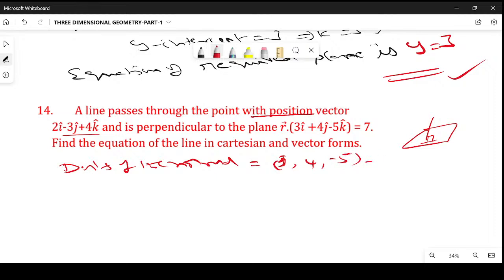So same thing, DRs of the given required line. The required line is perpendicular to the given line. That means the required line is parallel to the DRs of the normal, right? It means the required line is parallel to the normal. This is the DRs of the normal. I have written here DRs of the normal.